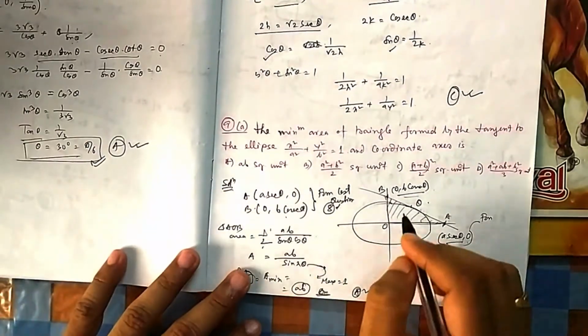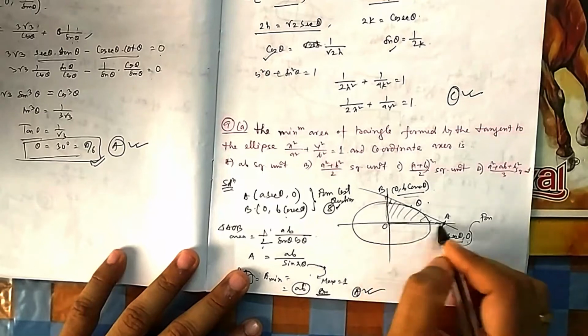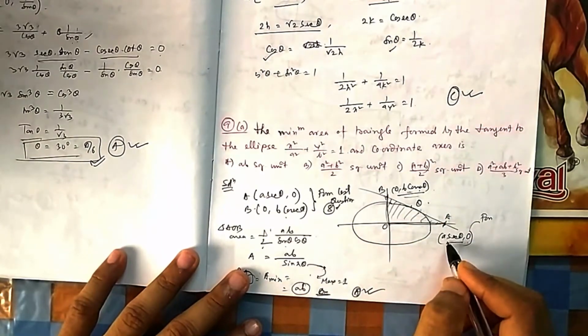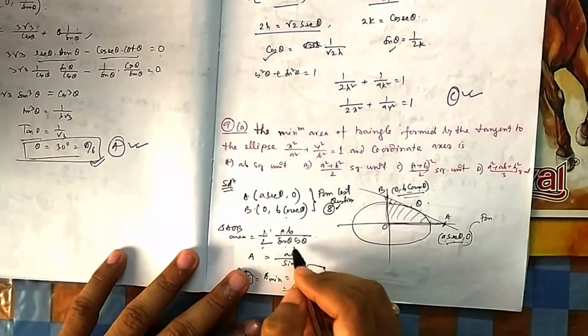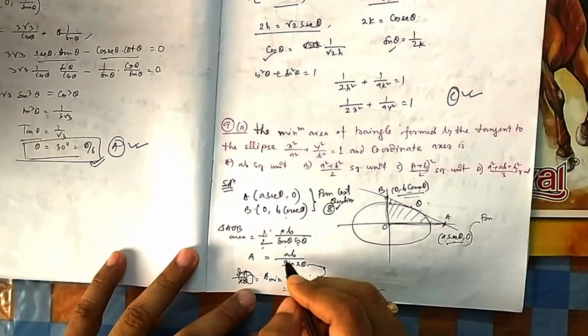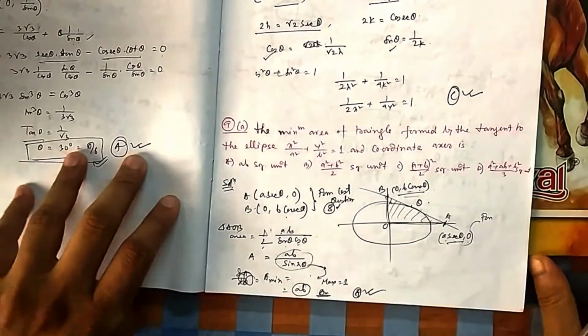So half height is this one, base is this one. Height is b cosec theta, that means b by sin theta. Base is a sec theta, so a by cos theta. So this is the area. Now for this area you can differentiate it, there is no issue.